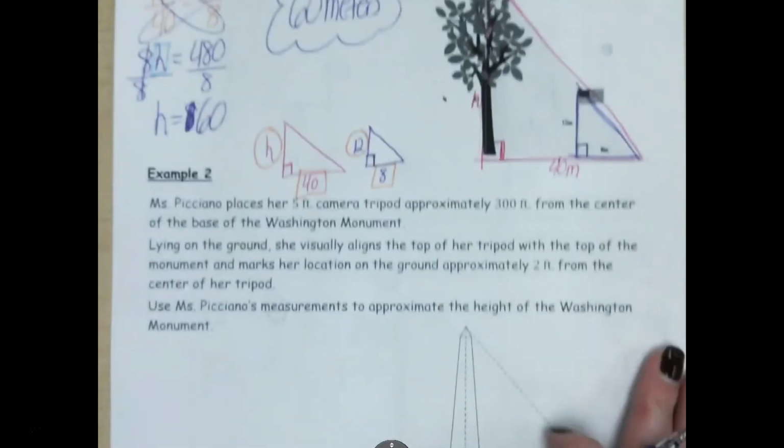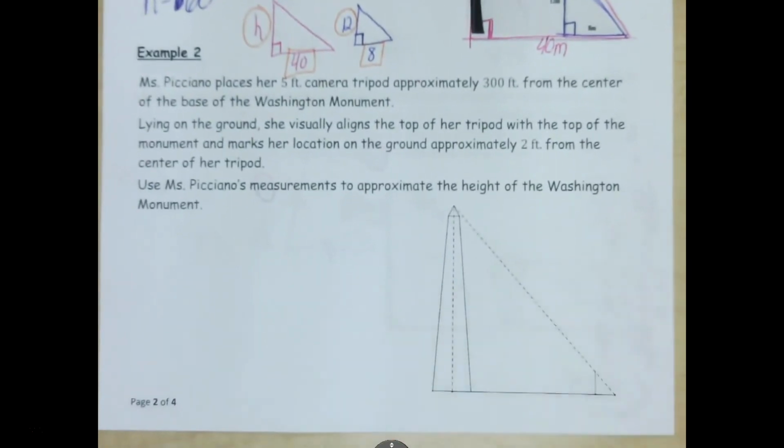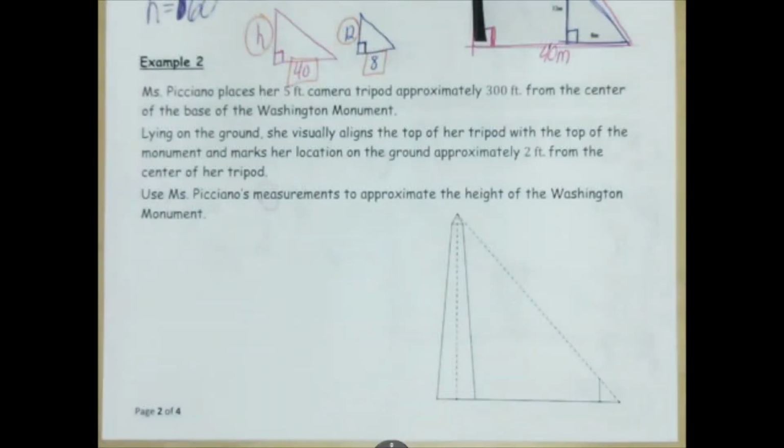Let's look at example 2. All right, example 2. Miss Picciano places her 5-foot camera tripod approximately 300 feet from the center of the base of the Washington Monument. Lying on the ground, she visually aligns the top of her tripod with the top of the monument and marks her location on the ground approximately 2 feet from the center of her tripod. Use Ms. Picciano's measurements to approximate the height of the Washington Monument. Wow, there's a lot going on here, but that's okay. We're going to break this down.